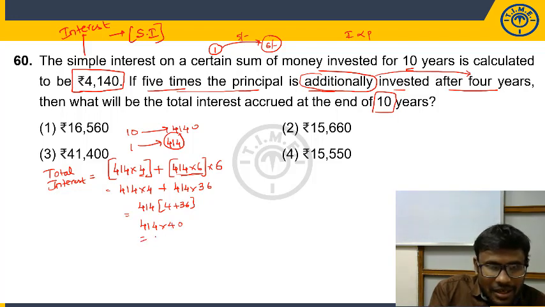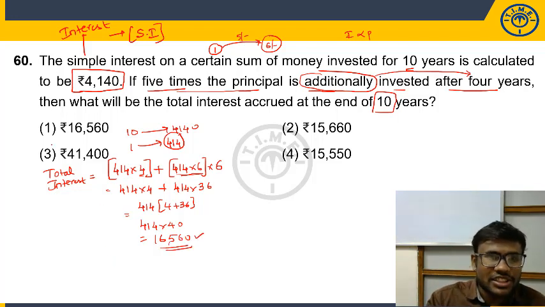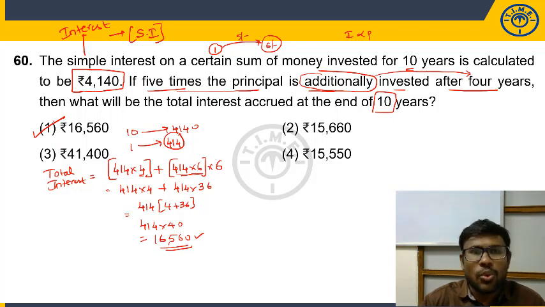So what is your total value? That is 16,560. So 16,560. Which option? Option number 1 is your answer. I hope this is clear. Okay, let us get into the next question.